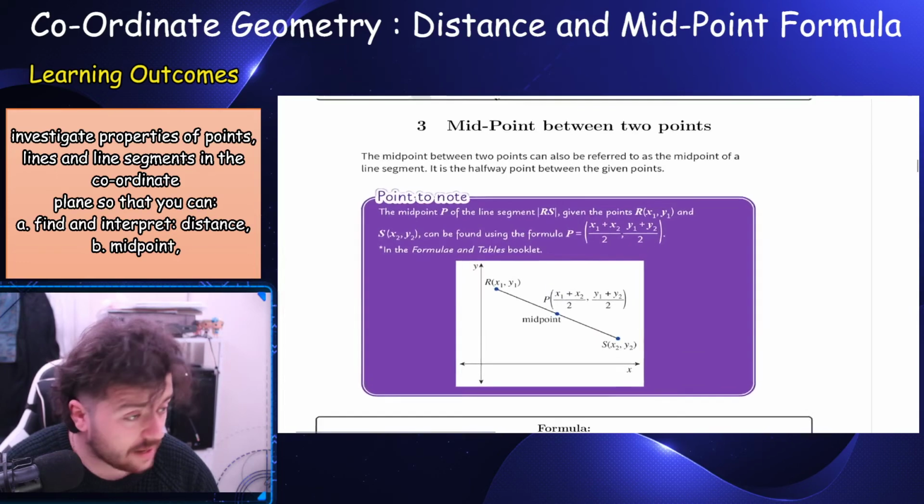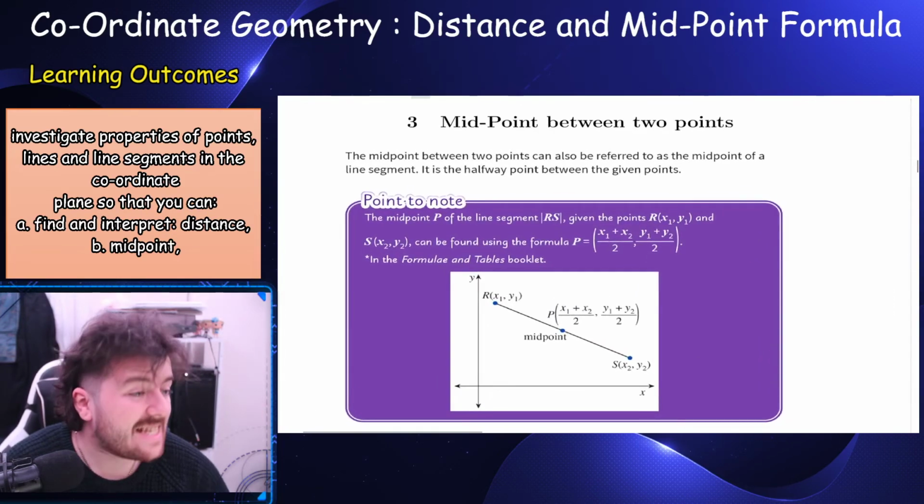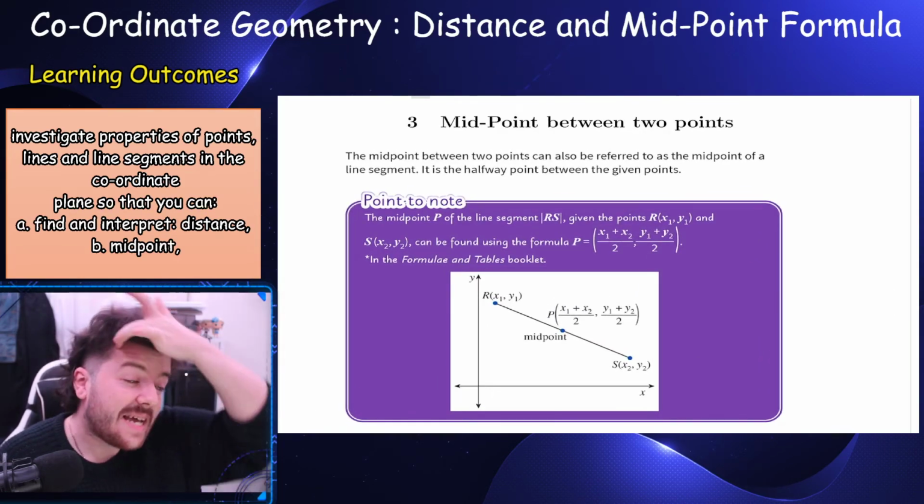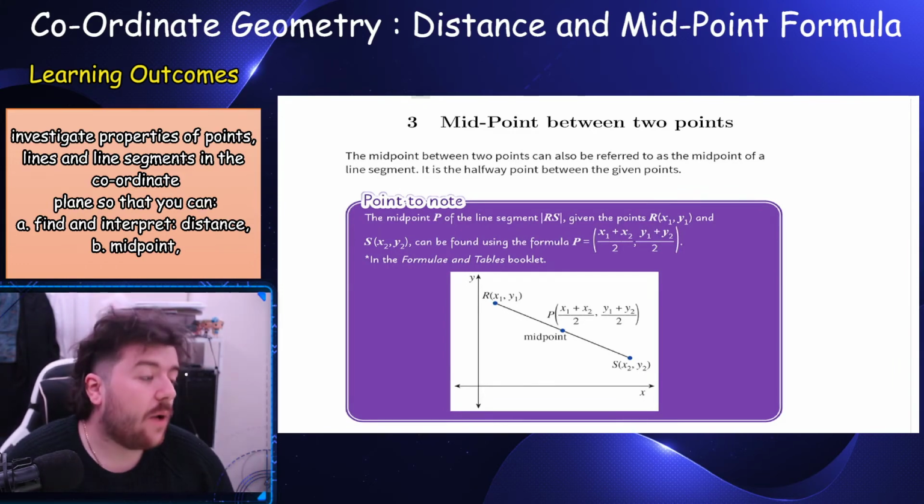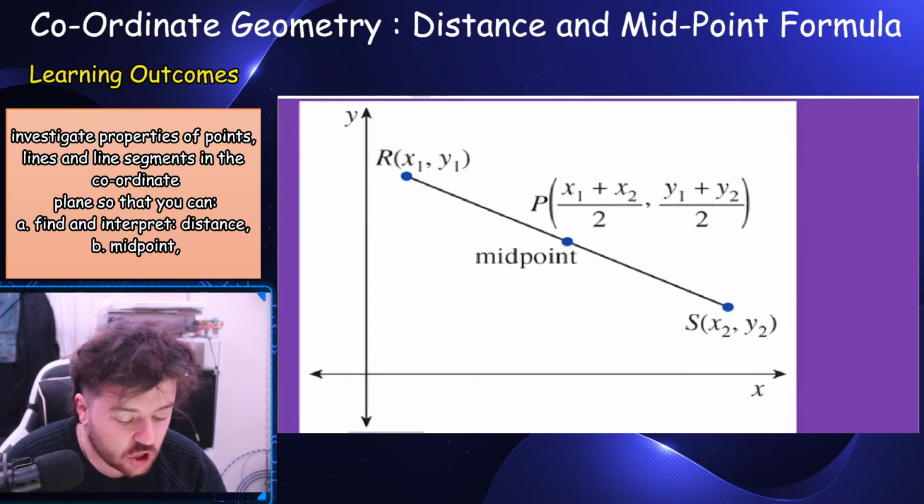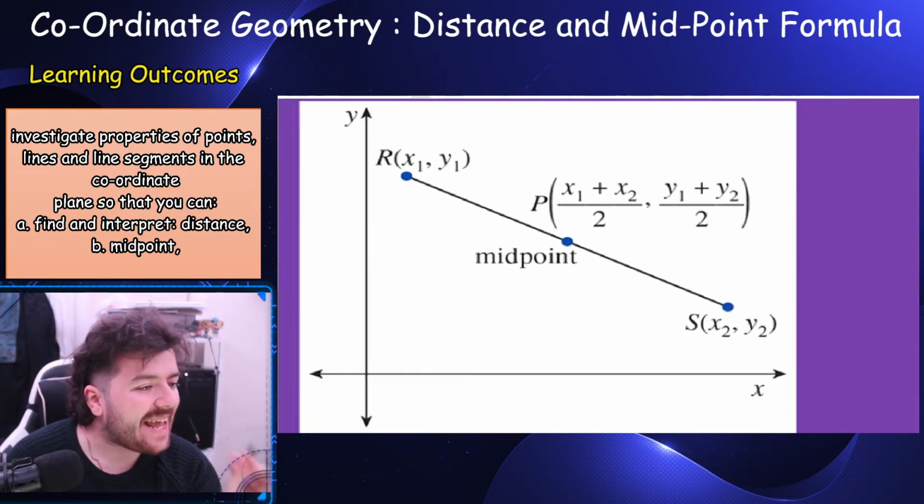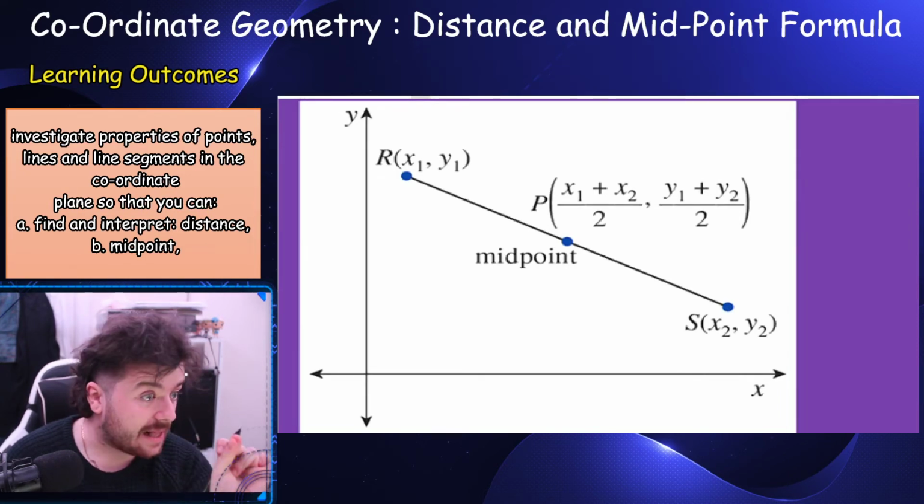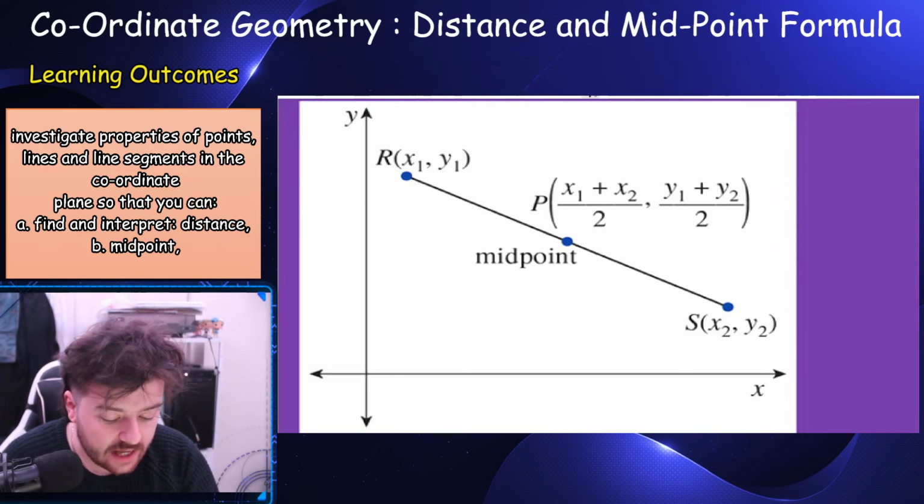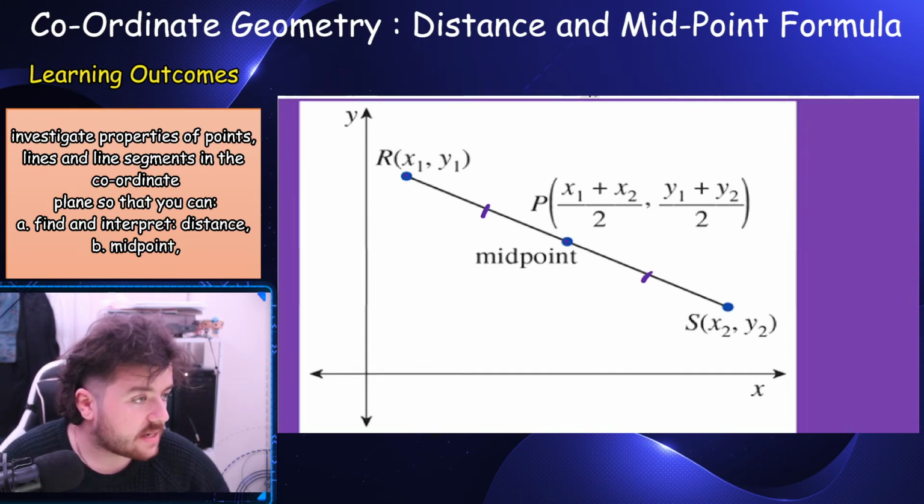The next formula we're dealing with in this video is the midpoint formula. So what is a midpoint? A midpoint is just a point that is in the middle of two other points. It's equidistant from two other points. So the distance from this point to this point is equal to the distance from this point to that point. It splits the line in half.